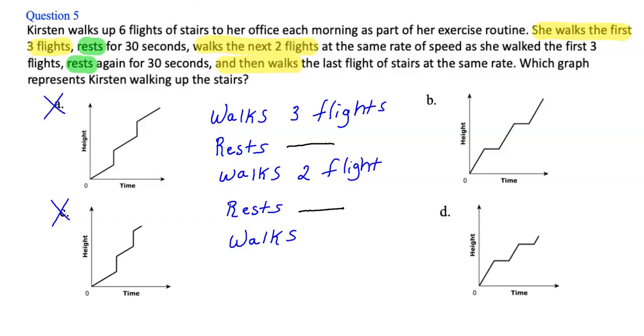Now, I want to point out something right here at the beginning. It said that Kirsten walks up 6 flights of stairs right here. So she walked a total of 6 flights.